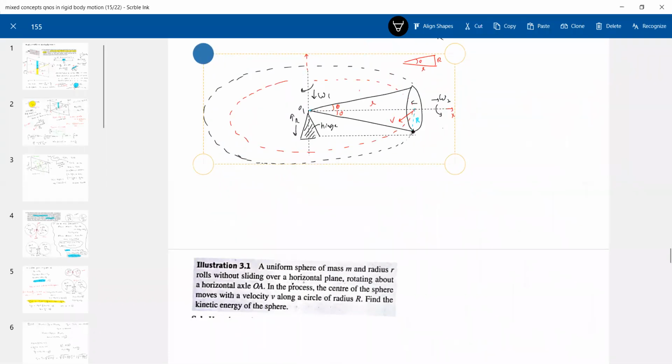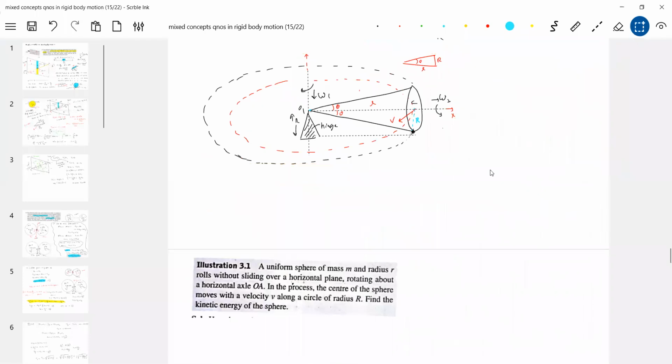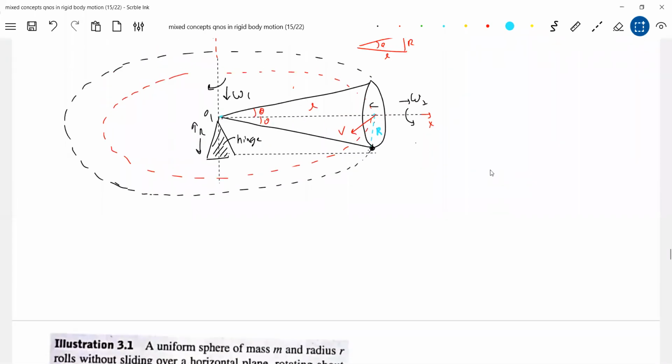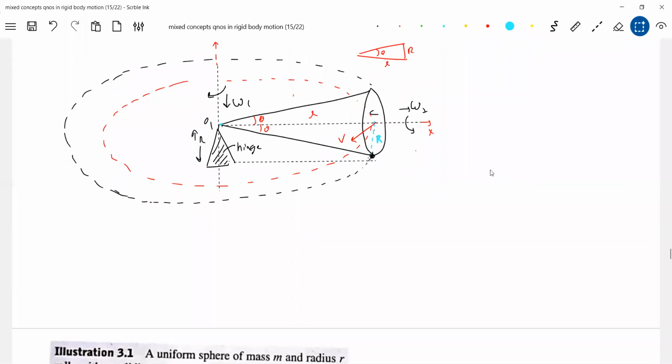Now the angular momentum. Is there any angular momentum? Yes, there's angular momentum along the x-axis. How much is it? Ix into omega 2. There's angular momentum along the y-axis. How much is it? Iy into omega 1.